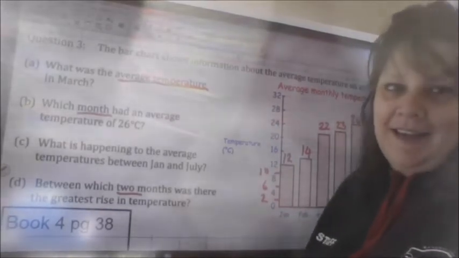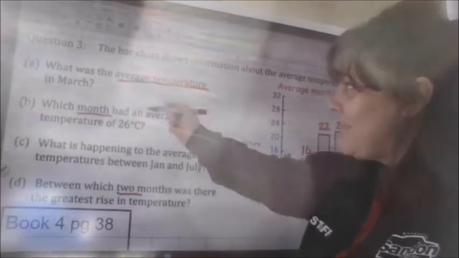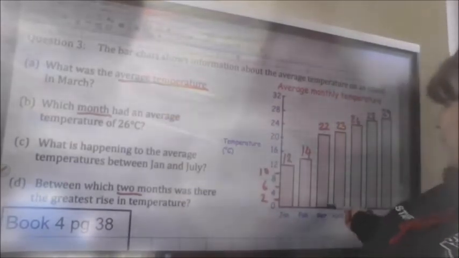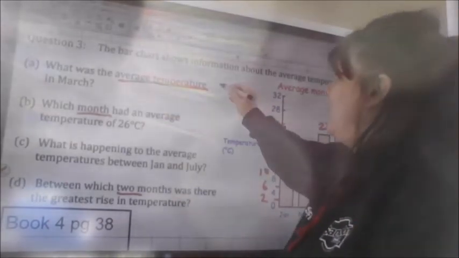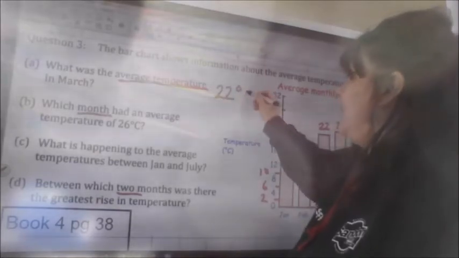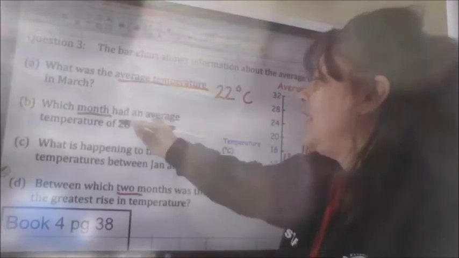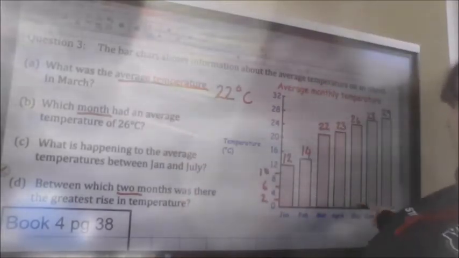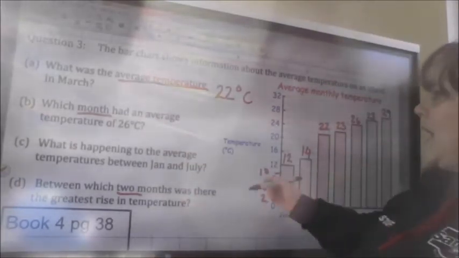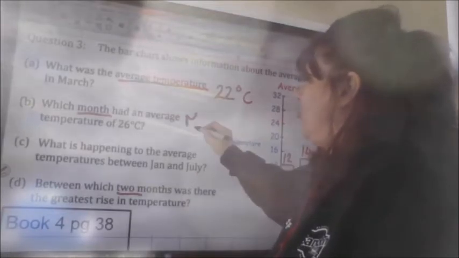Okay, year 6, let's see how you got on. So average temperature in March. We did the hard work at the beginning. So 22 degrees C. Remember the degrees C. Okay, which month had an average temperature of 26? So we have a little look, May, and we get 26 with May.